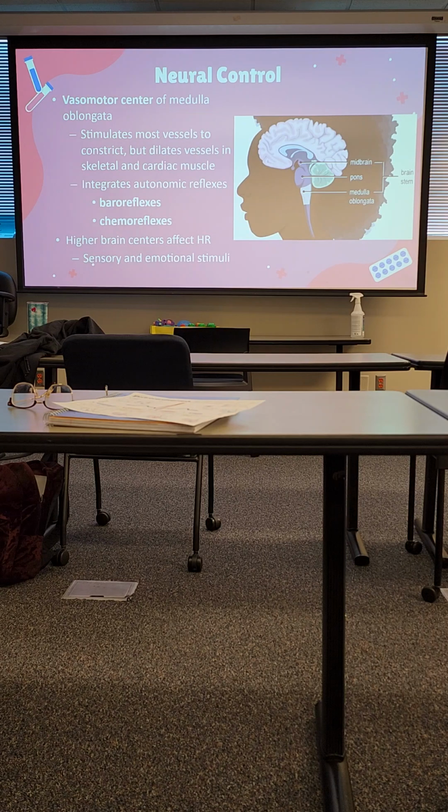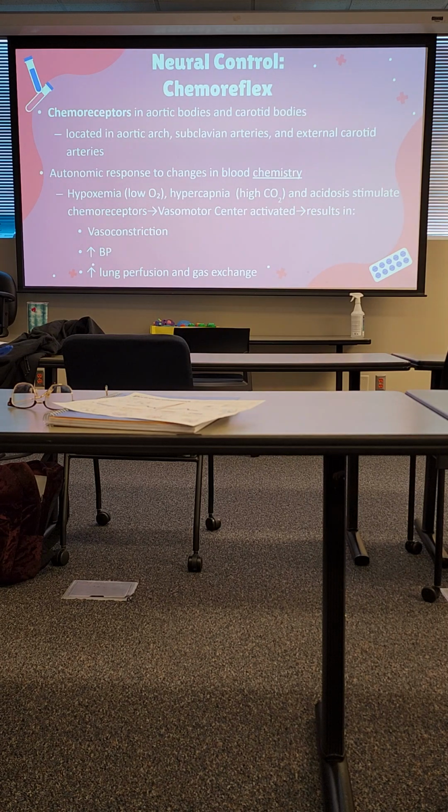Okay. All right, so chemoreflex. Chemoreceptors are found in the aortic bodies and the carotid bodies, right? We'll learn about the aortic arch, subclavian arteries, and jugular and carotid next week in lab, so you'll get to see what I mean by those. But what I want you to remember is that this is a response to changes in blood chemistry. So chemoreflex means blood chemistry, and specifically oxygen levels and carbon dioxide levels.